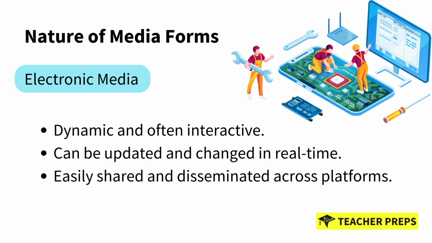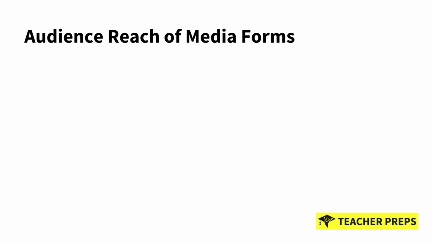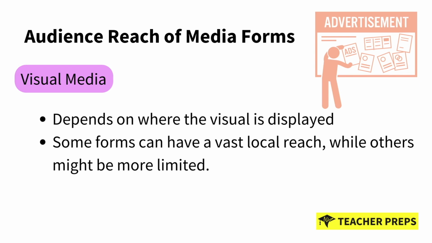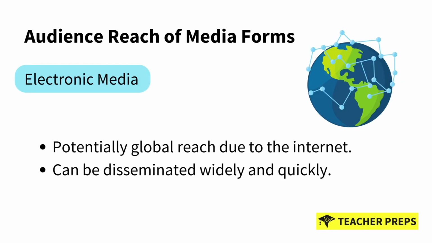Next, let's discuss the difference each media form has in audience reach, where print media is local to international depending on distribution, often limited by physical boundaries. Visual media has audience reach characteristics that depend on where the visual is displayed, such as a gallery, a magazine, or a billboard. Some forms, like a billboard, can have a vast local reach, while others, like a personal photograph, might be limited. Next, we have the audience reach of electronic media, which has potentially global reach due to the internet. This can be easily spread and shared.